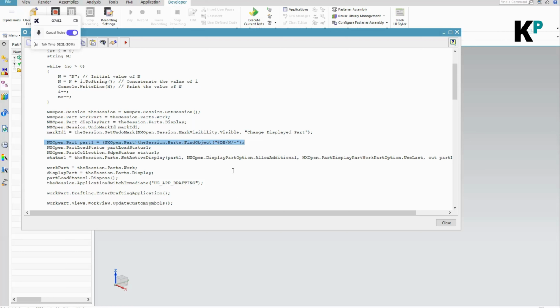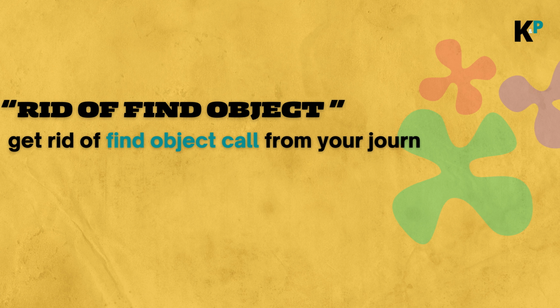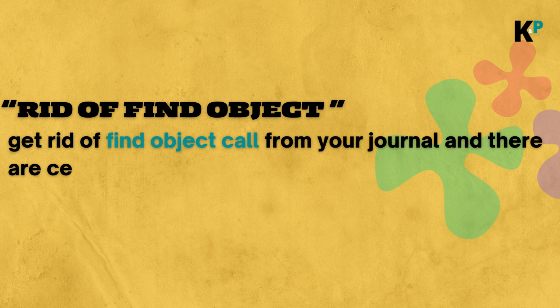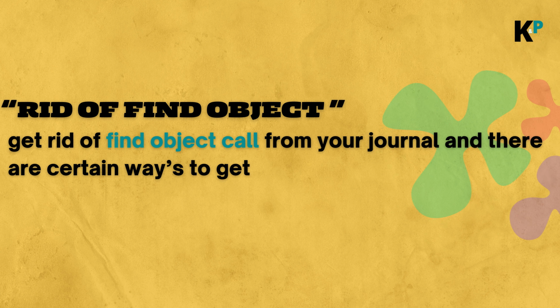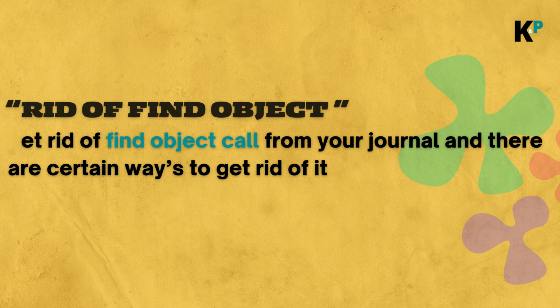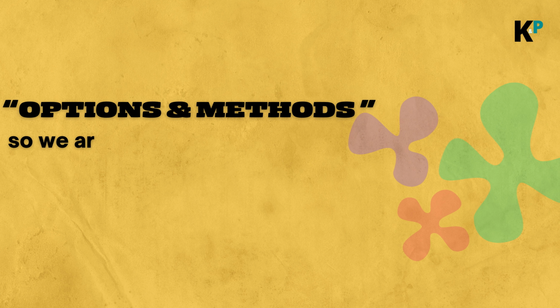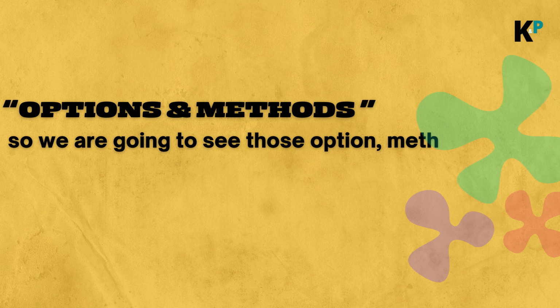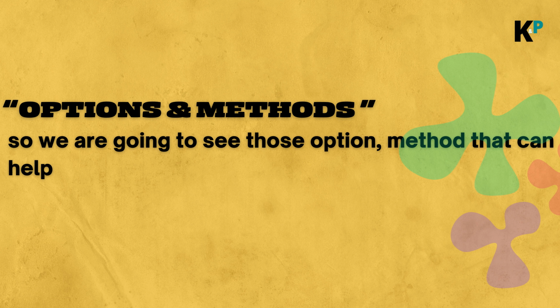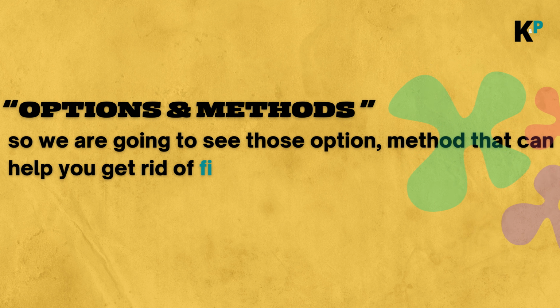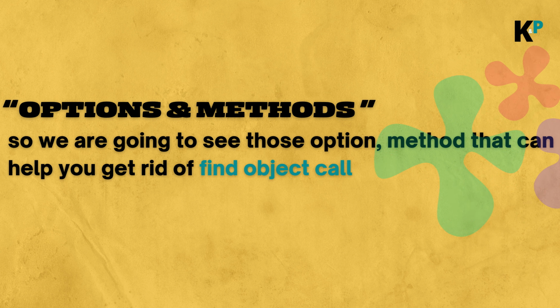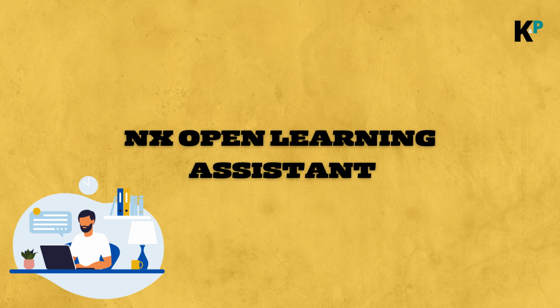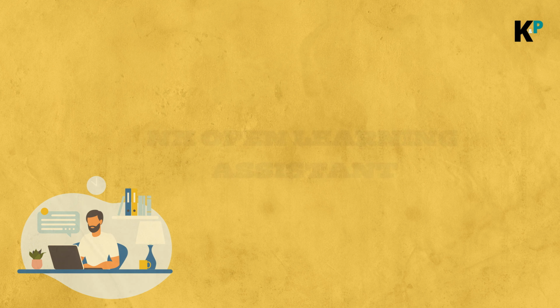So it is very clear that we need to get rid of the find object call from your journal. And there are certain ways to get rid of it. So we are going to see those options, those methods that can help you get rid of the find object call. But before that, let's see what our NXOpen Learning Assistant says about find object.